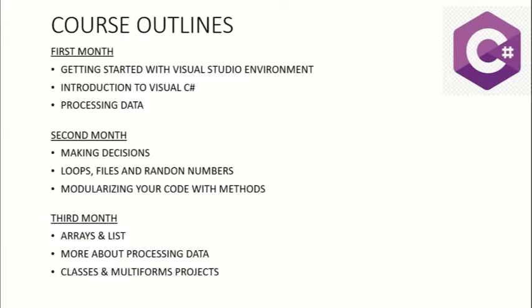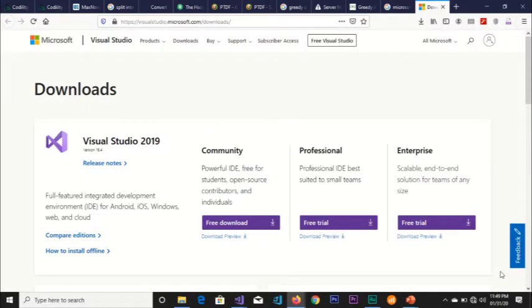In our course outline, in the first month, we'll be getting started with the Visual Studio environment, then we'll look at Visual C# and processing data. In the second month, we'll be looking at making decisions, loops, files, and random numbers. Then we'll be modularizing your code with methods. In the third month, we'll be looking at arrays and lists, more about processing data, classes, and multiform projects. For those that do not have Visual Studio installed, I recommend downloading it from the Microsoft site. On their site, they have Visual Studio 2019, the Community, Professional, and Enterprise versions.